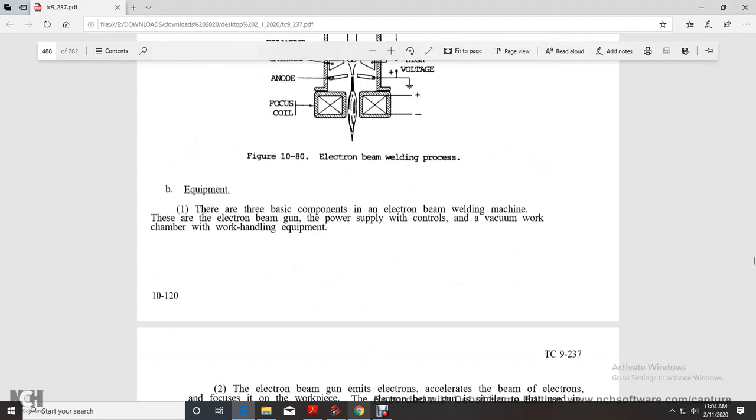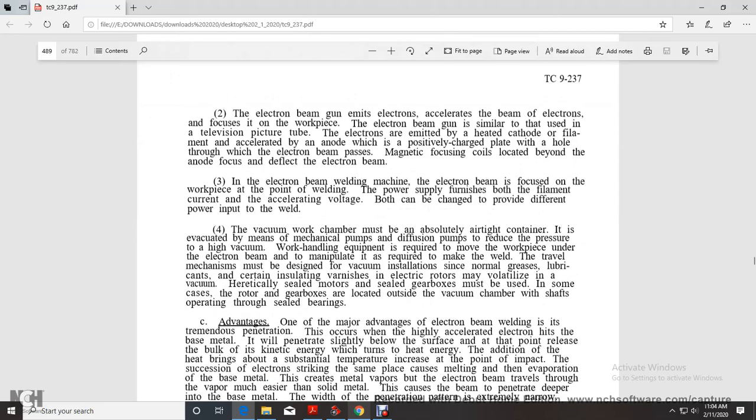Equipment: there are three basic components of the electron beam welding machine: the electron beam gun, the power supply with the controls, and the vacuum work chamber with the work handling equipment. The electron beam gun emits electrons, accelerates them, and focuses the beam on the workpiece. The electron beam gun is similar to the one used in a television picture tube.